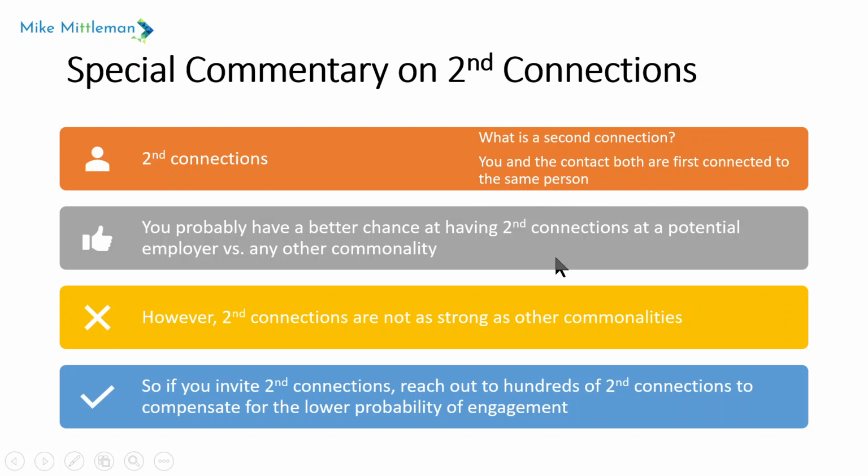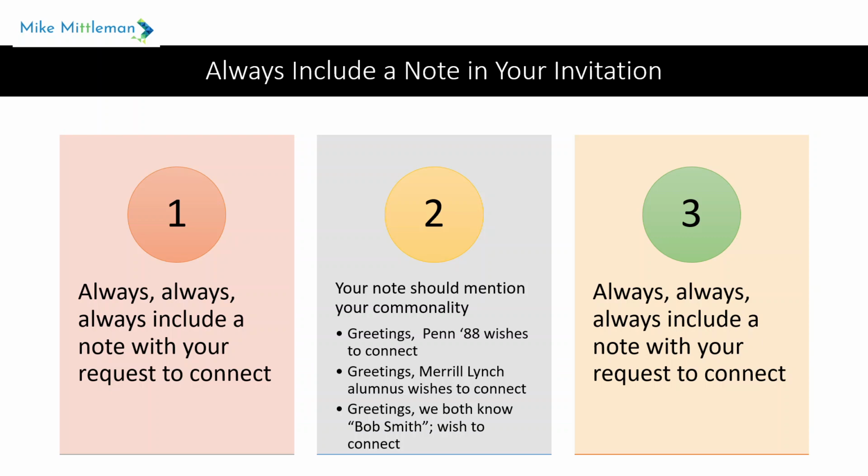Now, you probably have a better chance at having second connections at a potential employer versus any other commonality, just by the numbers game. However, second connections are not as strong as other commonalities. So if you invite second connections, which I suggest you do, then you have to compensate for a weaker relationship by higher volume. Therefore, you have to reach out to hundreds of second connections to really compensate for this variable.